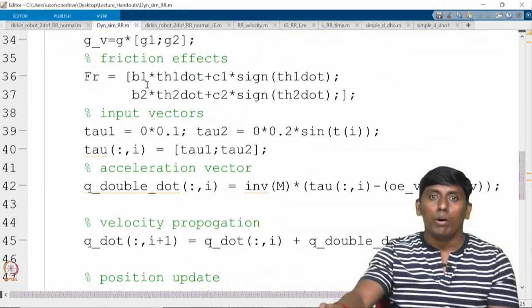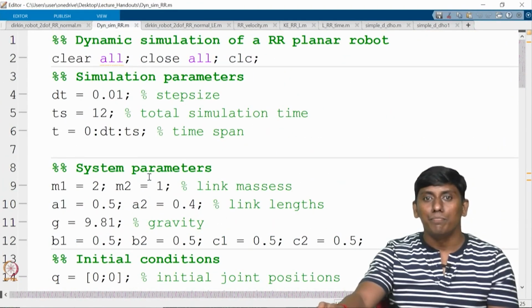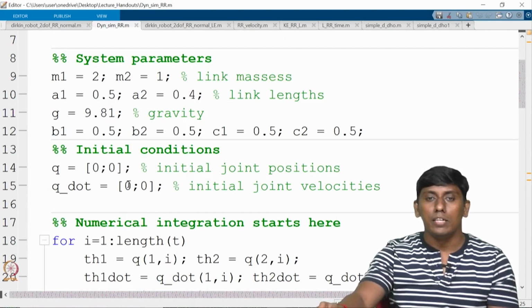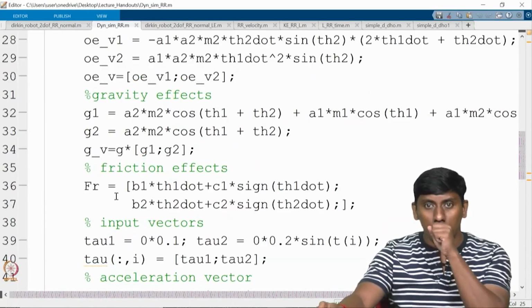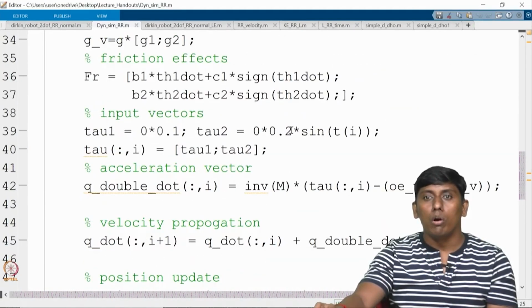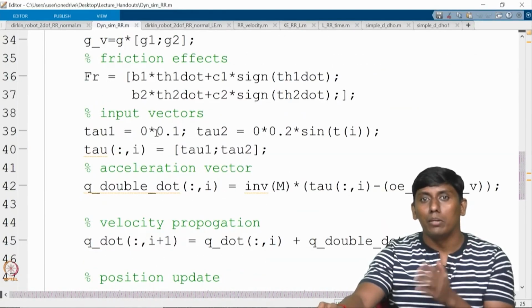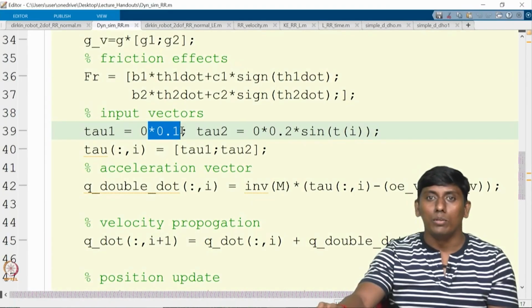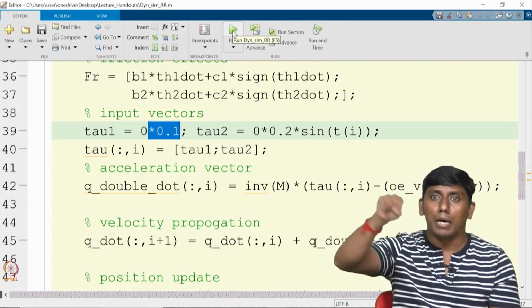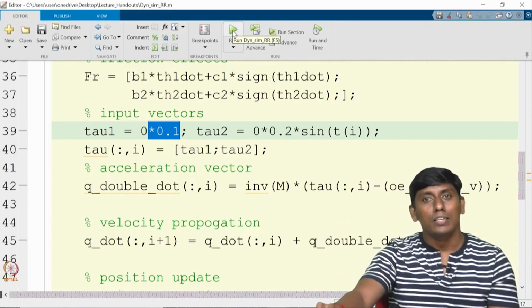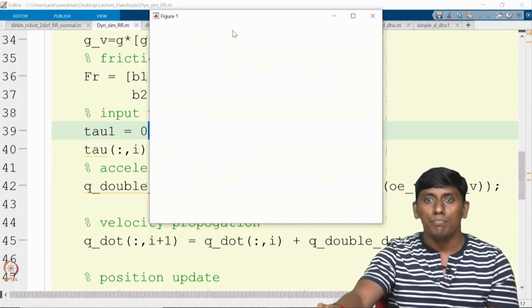Now, what we have given is the 0 initial condition. You can see that the q vector and q dot vector are zeros, and further tau 1 and tau 2 are also 0. Although I have put in some value, the equivalent is 0. Now if I run this, you can see that due to gravity the manipulator will start to oscillate as a double pendulum.